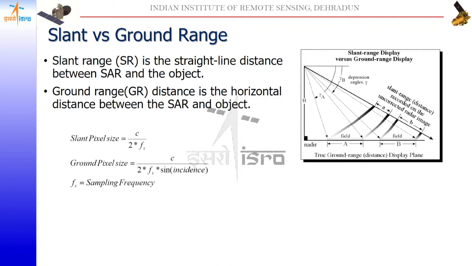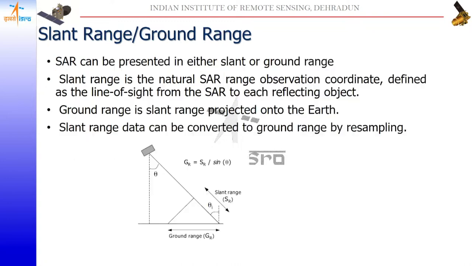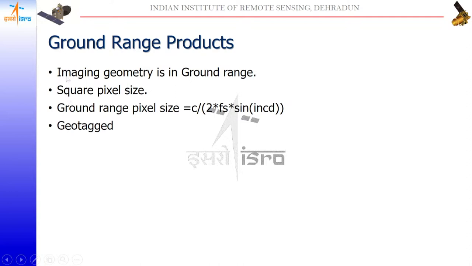Okay, so we will convert slant to ground by using this formulation. We know the incidence angle, we know the sampling frequency. With the help of these two parameters, we can convert from slant to ground range. So SAR can be presented in either the slant or the ground range. Slant range is the natural SAR range observation coordinate, but the ground range is the slant range projected onto the earth. So if we project this slant range onto the earth, then it is the ground range. So the imaging geometry is in ground range. It has the square pixel size.